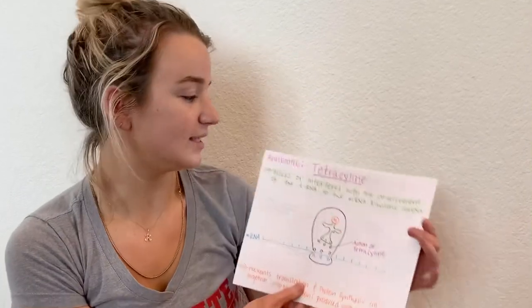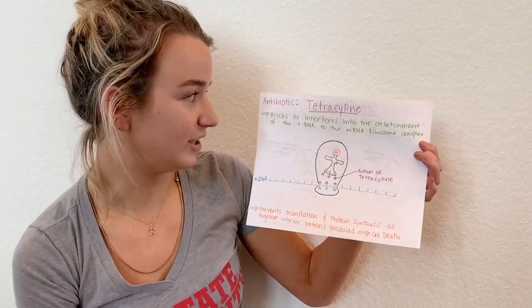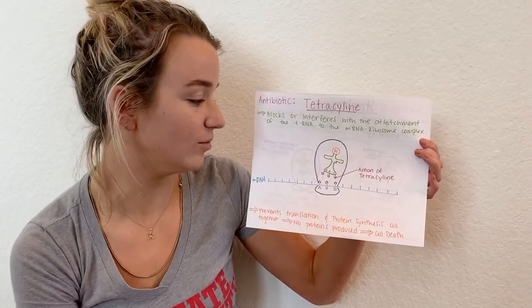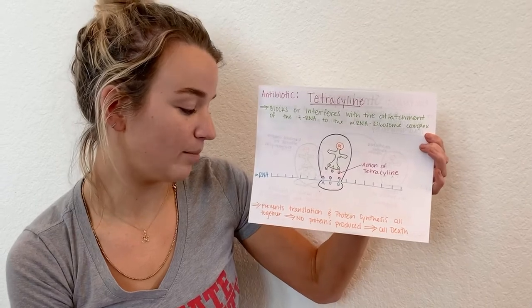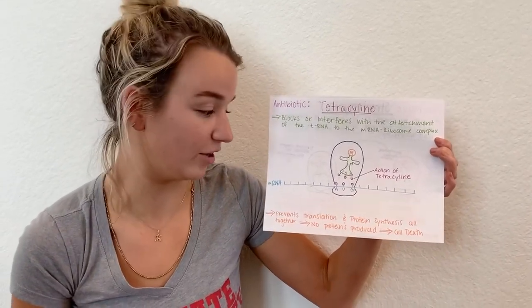This could result in non-functioning or incorrect proteins or cell death in bacteria. Another example is the antibiotic tetracycline. In bacteria, its action is to block the connection of the transfer RNA to the ribosome mRNA complex, which prohibits translation and protein synthesis altogether and will cause cell death.